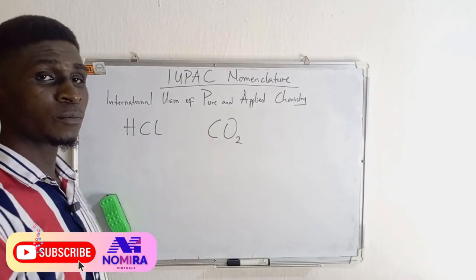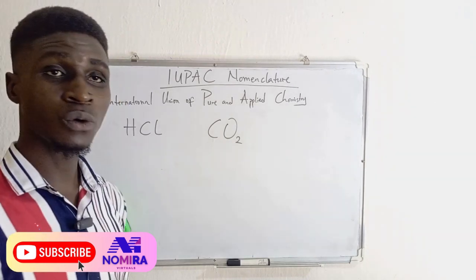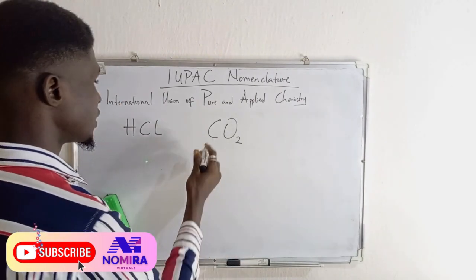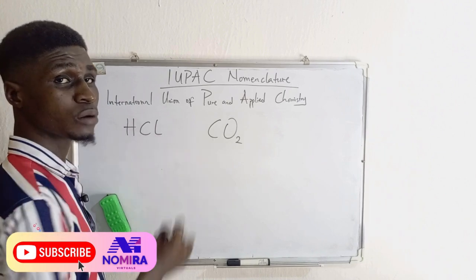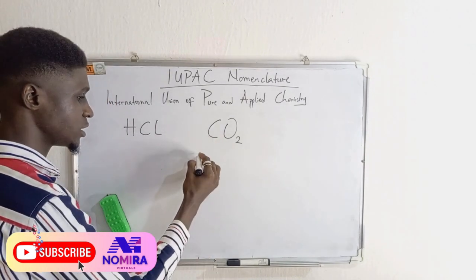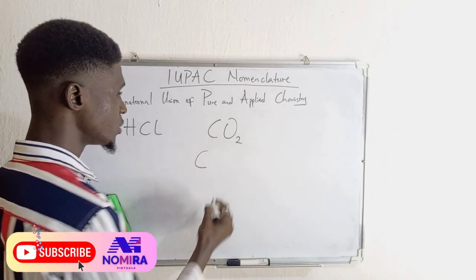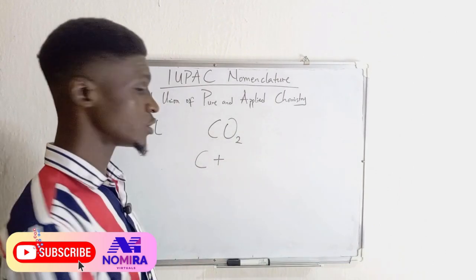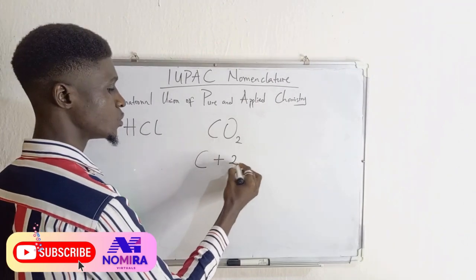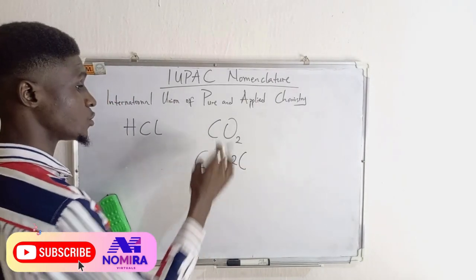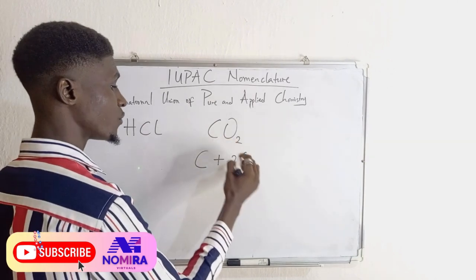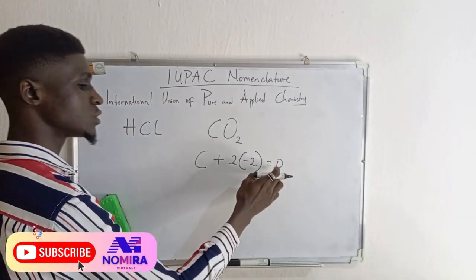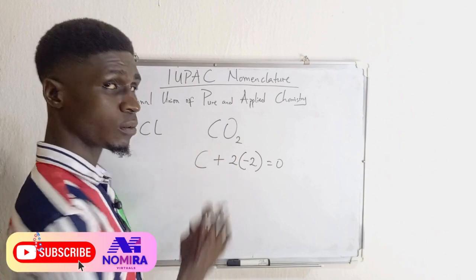This is a binomial compound, meaning that it contains only 2 elements. When a compound contains only 2 elements, the first element becomes the unknown, in which case this is going to be C as our unknown. Then we will be adding the oxidation numbers. This oxygen comes with 2, so you will use it to multiply the oxidation number of oxygen. The oxidation number of oxygen is -2, then equal to 0. We are going to be using equal to 0 because this is a neutral compound.